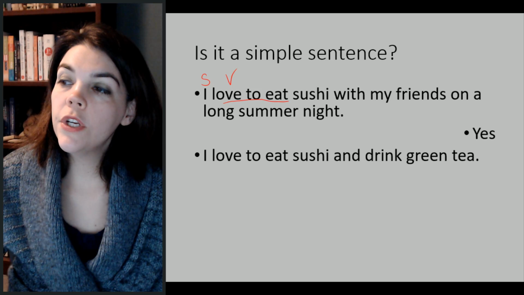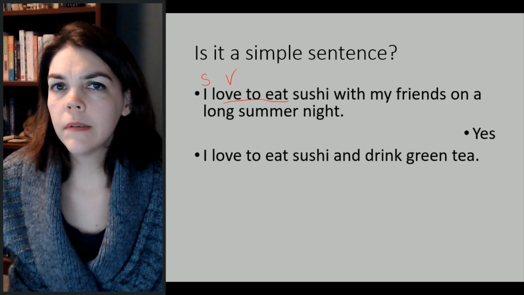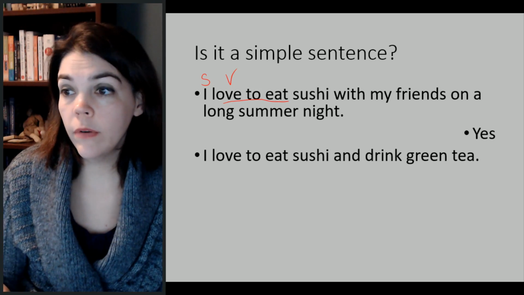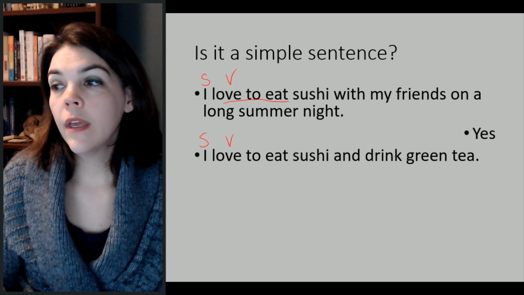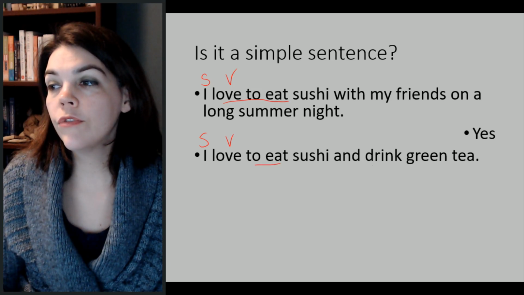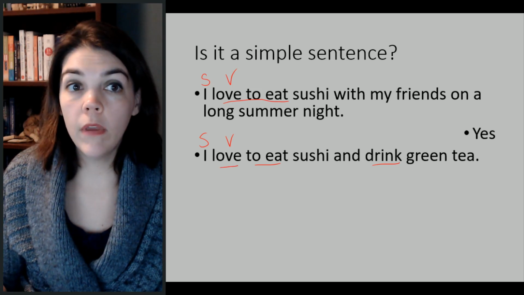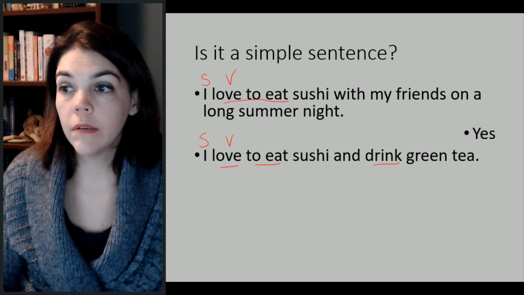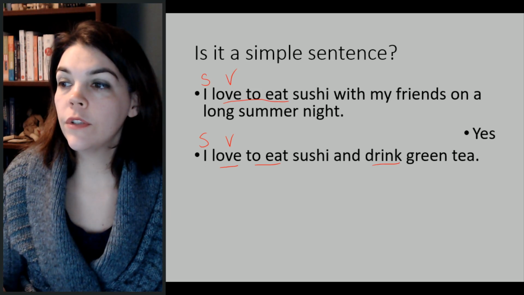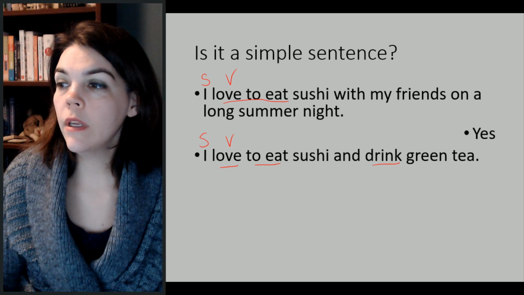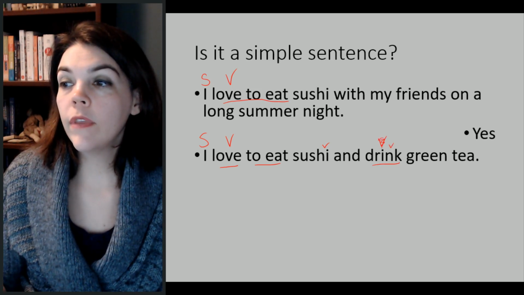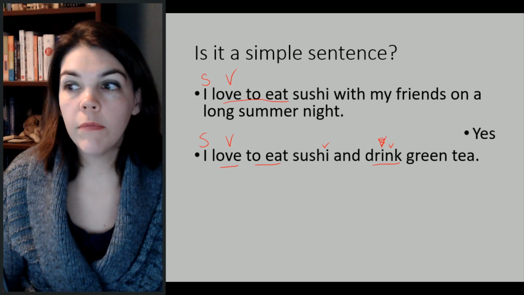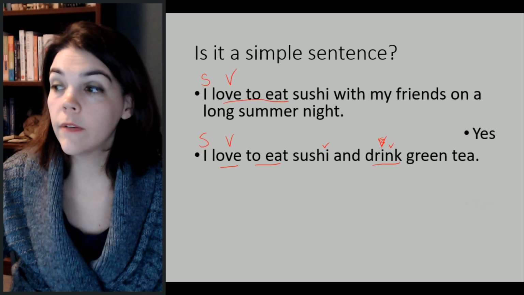I love to eat sushi and drink green tea. Oh, interesting. I see two verbs here. Do you? But I have to remember I have love and then I have eat and drink. Love is our main verb and then we have to eat and drink. So it looks like I love to eat and drink. I'm going to make that a little V. So we have these verbs that are attached to love, but love is our main verb. This is also a simple sentence.